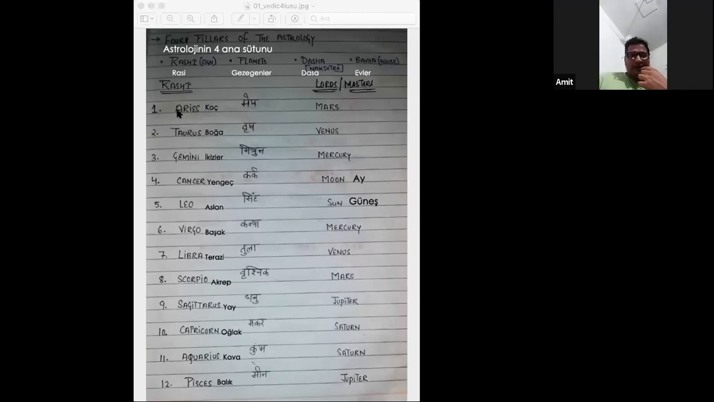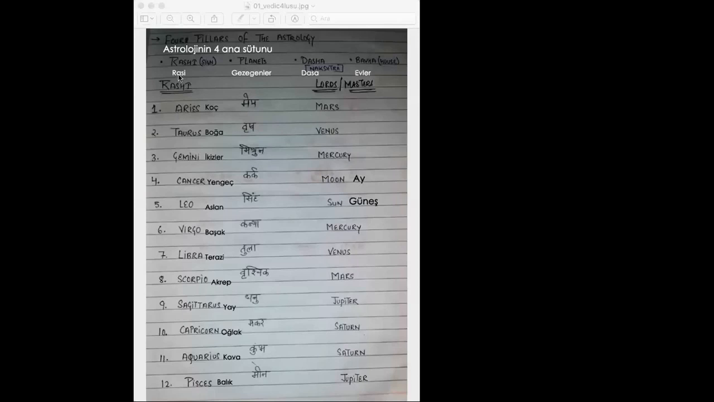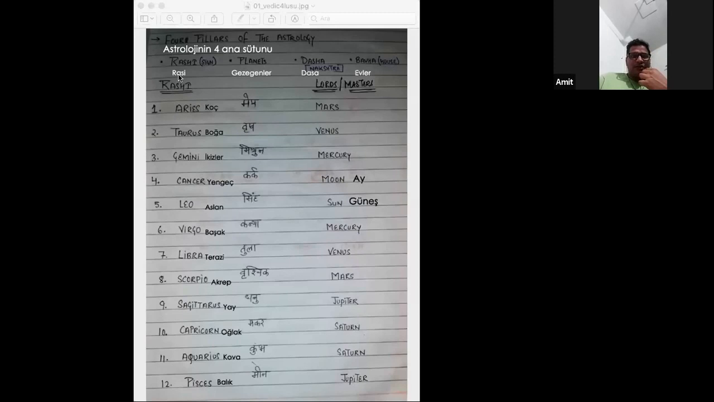Every planet has been given a certain time period, for example Mars we have given 7 years. So in the native's life it will act for 7 years. In total, all these planets, 7 planets and 2 shadow planets, total 9. The life span we have given to human life is 120 years. Like Venus, we have given 20 years. We have given Mars 7 years. If we calculate the time periods of all planets, the total comes to 120 years.